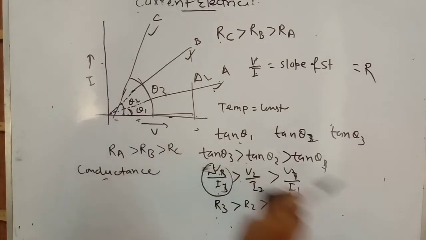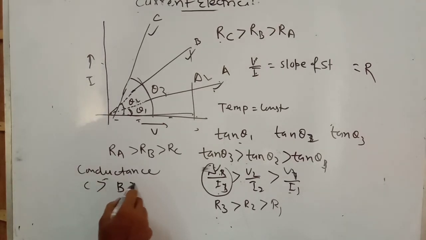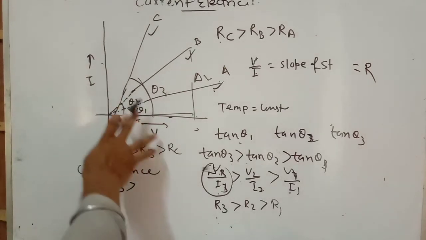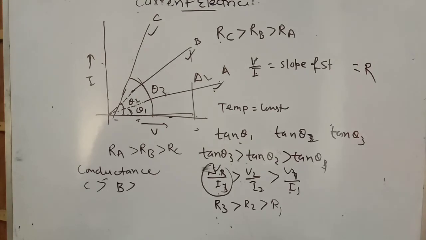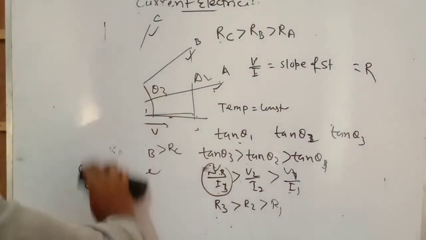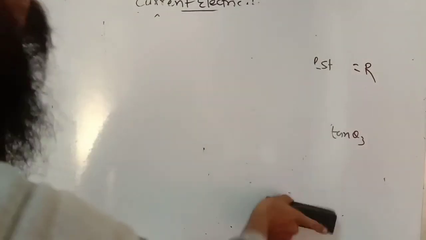Okay, so here, the conductance of the C conductor is greater than the conductance of B, when you reverse the axes of current and potential. Okay, so now I am going to explain the factors of resistance.